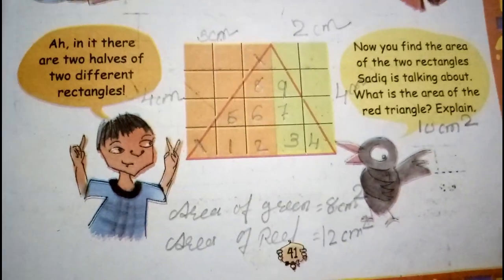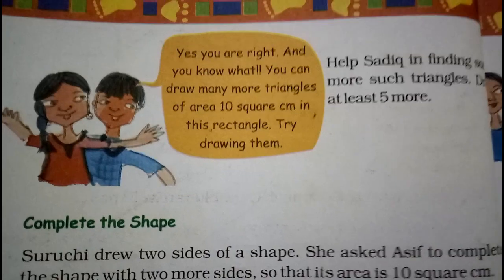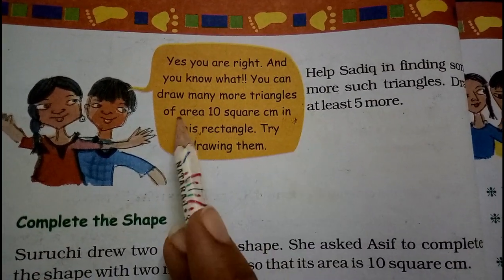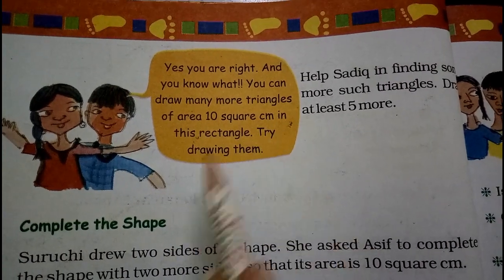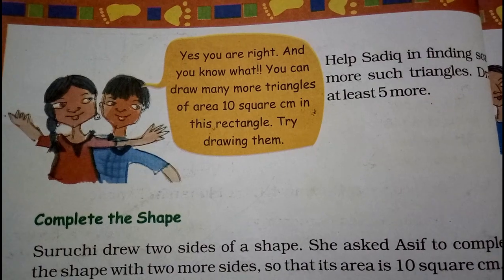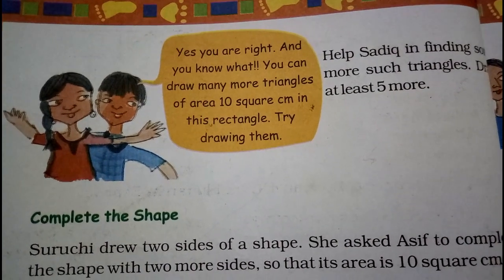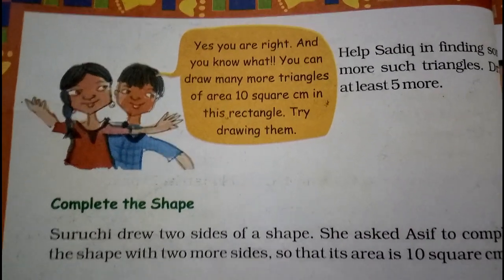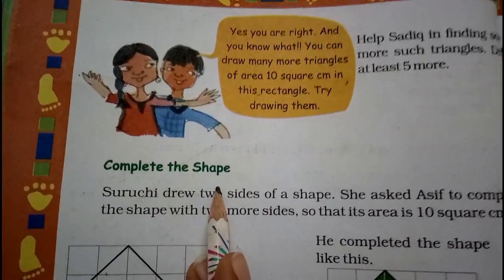Okay. Now see the next page. Yes, you are right. So you can draw many more triangles of area 10 square centimeter in this rectangle. The same type of rectangle you can draw, and you can draw in it a triangle with 10 square centimeter. Okay. Now here, complete the shapes.